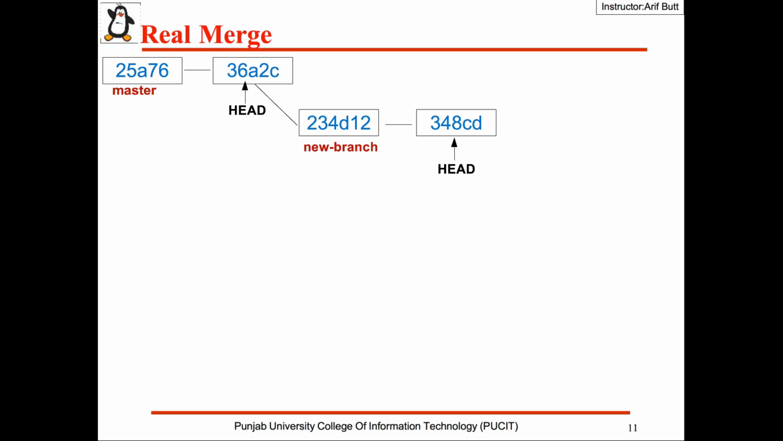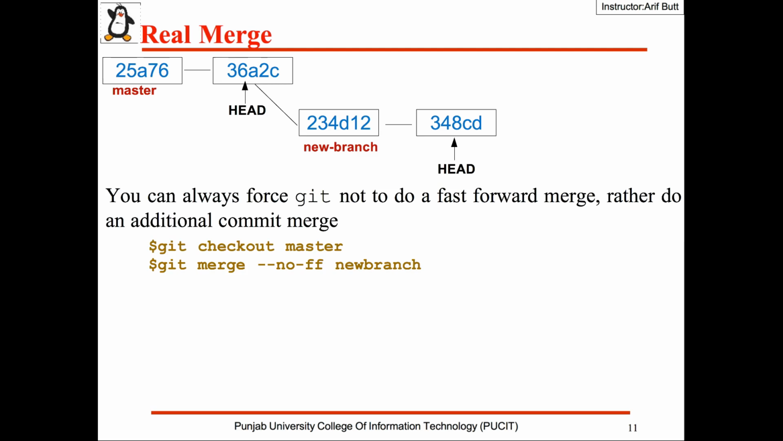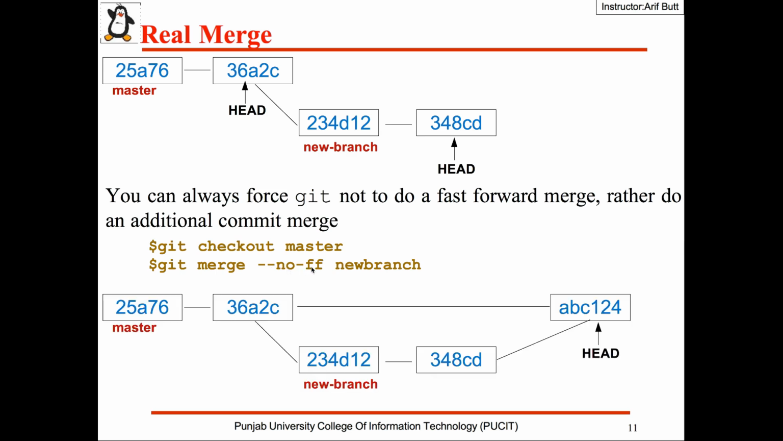In case of real merge, we do a commit for the merge as well. So if you want to force a real merge, you need to give this option to the merge command: hyphen hyphen no hyphen ff. If you do it like this, a new commit will be created, and this branch will stay. Later on, whenever you come back to these commits, you will come to know that this is a branch and we have merged this branch with the master branch over here.